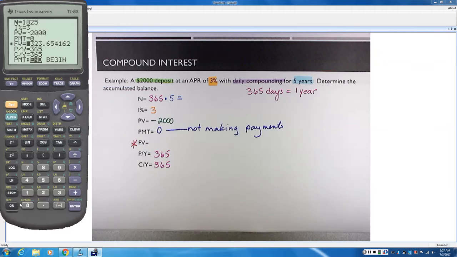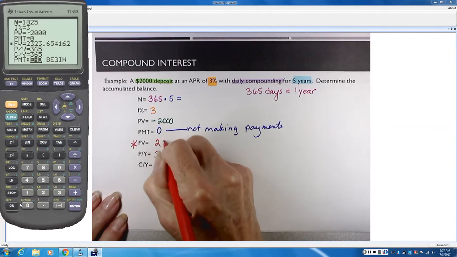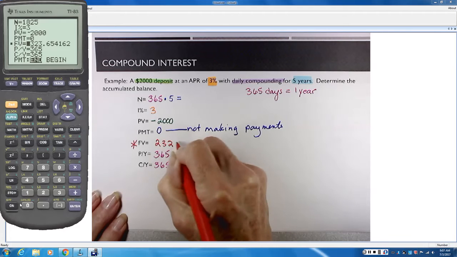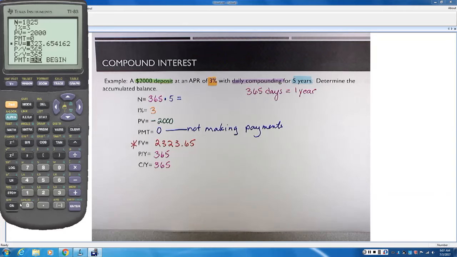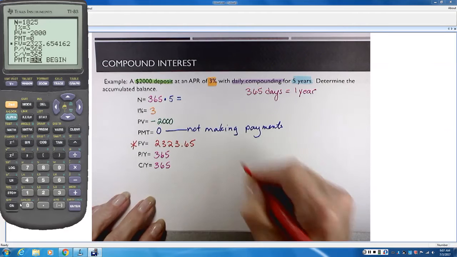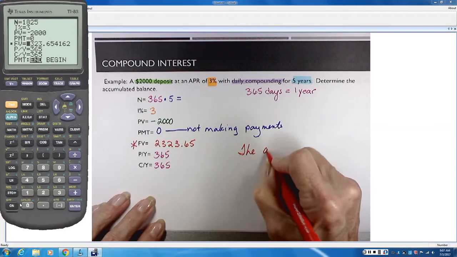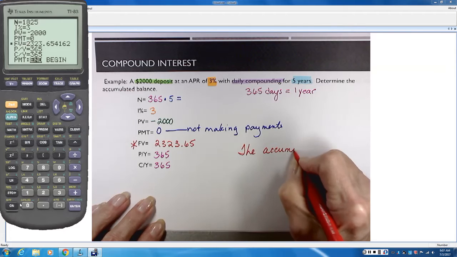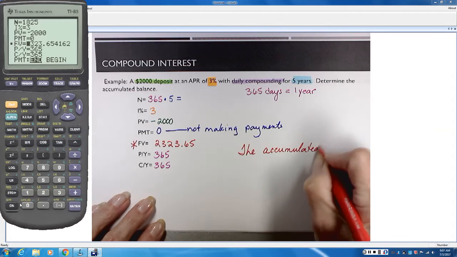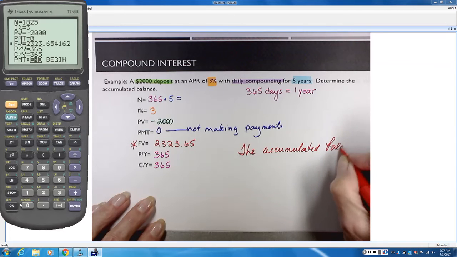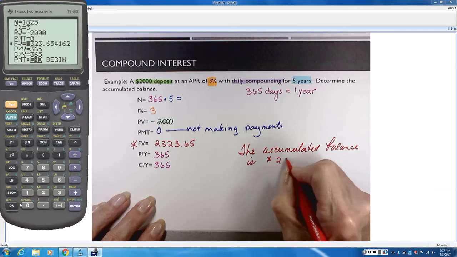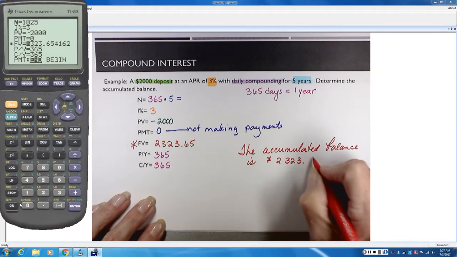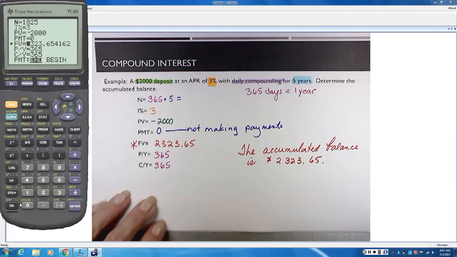And at the end, the accumulated balance is $2,323.65. Okay?